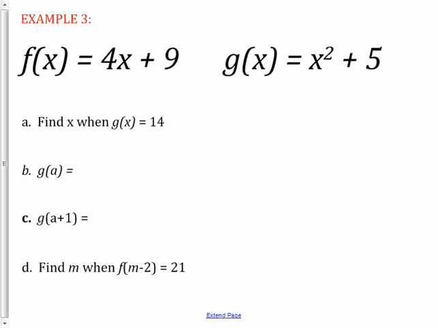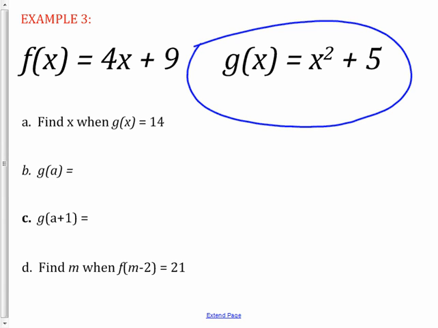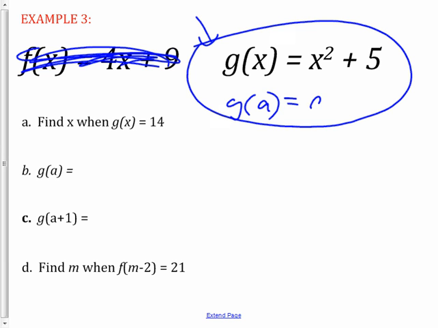B, g of a. Okay, how about this? Do you at least know which function I should put it in? Yeah, the g function. This function. And I'm going to put in what? An a. Where do I put the a in this function? In for x. And it'll say g of a is a squared plus 5. That's it.